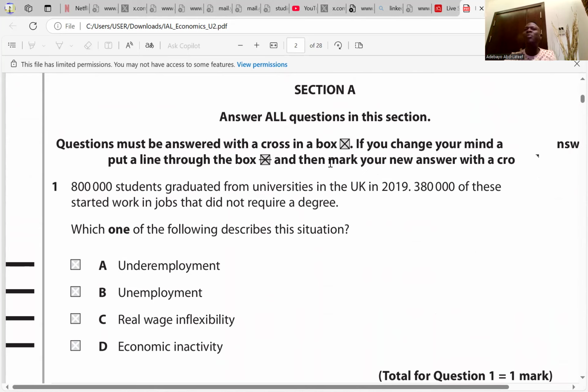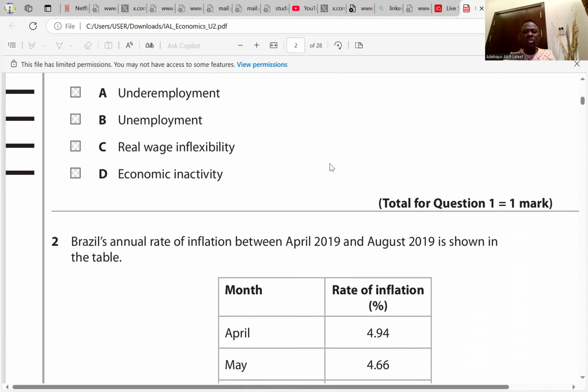This situation is underemployment. Underemployment occurs when individuals are working below their capacity or below their qualification or skills. And most of the time, this happens because of a high unemployment rate. So the answer is A. I think it's clear. So go to question 2.